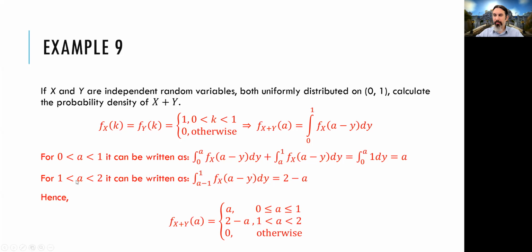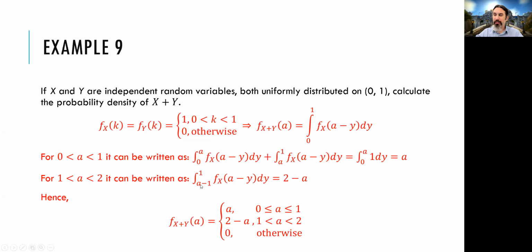If a is greater than 1, let's assume that a is 1.5. If a is 1.5 and y is, I don't know, 0.2, then the difference is 1.3, which is greater than 1, which will yield us 0. So if a is between 1 and 2, then y should start from a minus 1, which is the lowest limit it can be without the f function going to 0.